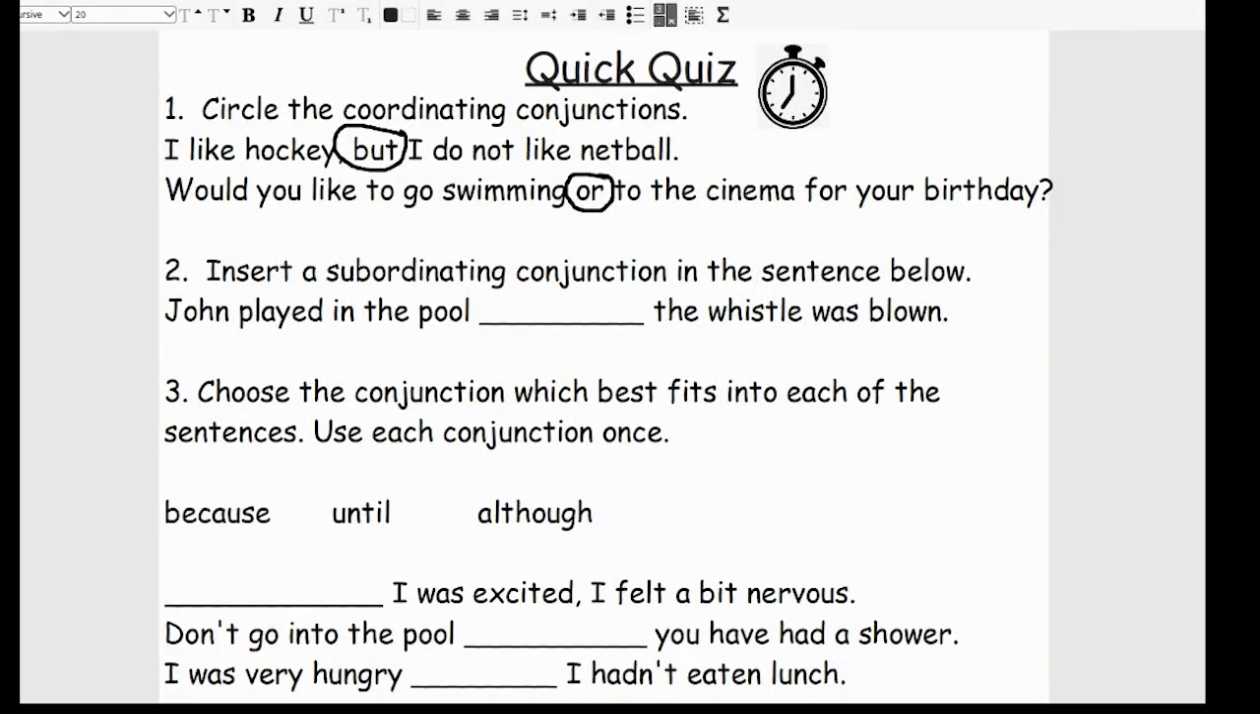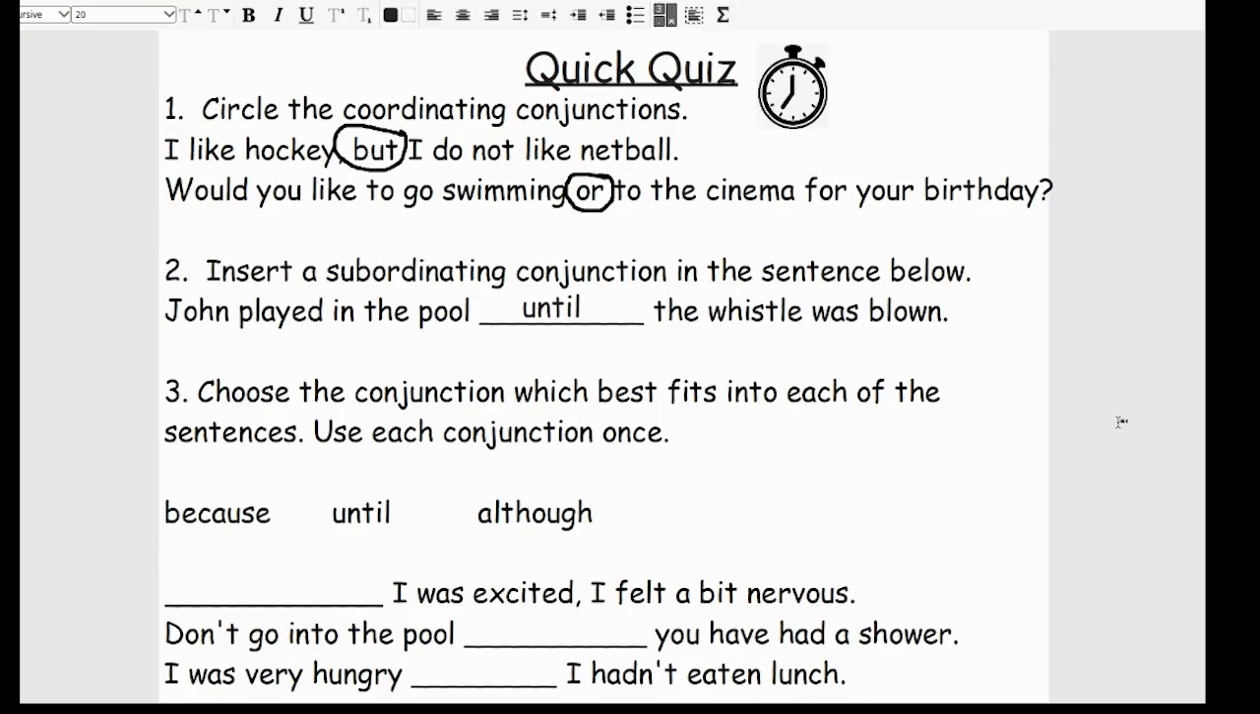Insert a subordinating conjunction in the sentence below. John played in the pool, something, the whistle was blown. Now, I'm going to put until in that one there. I could also say because, I could say as, I could say while. There's a few different ones you could use, but I think until would make most sense there.